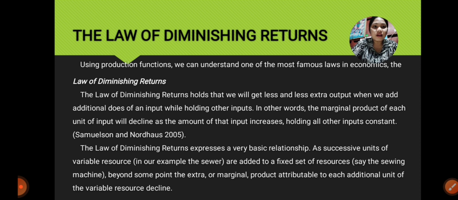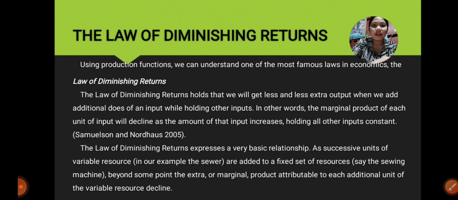Then there are also other definitions of the law of diminishing returns. It expresses a very basic relationship. As successive units of a variable resource, in our example the sewer, are added to a fixed set of resources, say the sewing machine, beyond some point the extra or marginal product attributable to each additional unit of the variable resource declines.